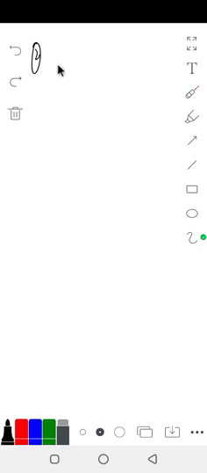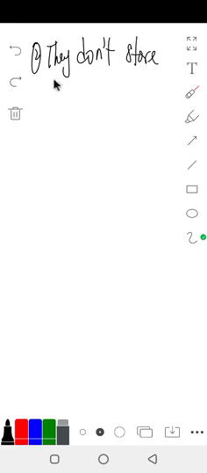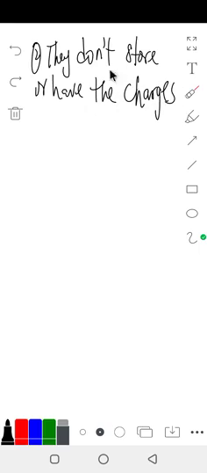Number two, when they are connected in parallel, they don't store the same charges. Take note. When capacitors are connected in parallel, they don't have the same charges.